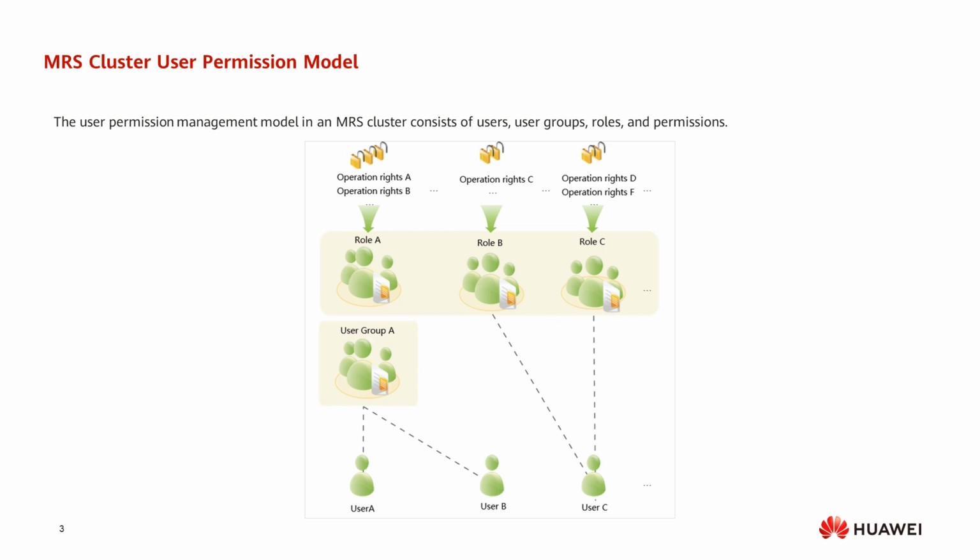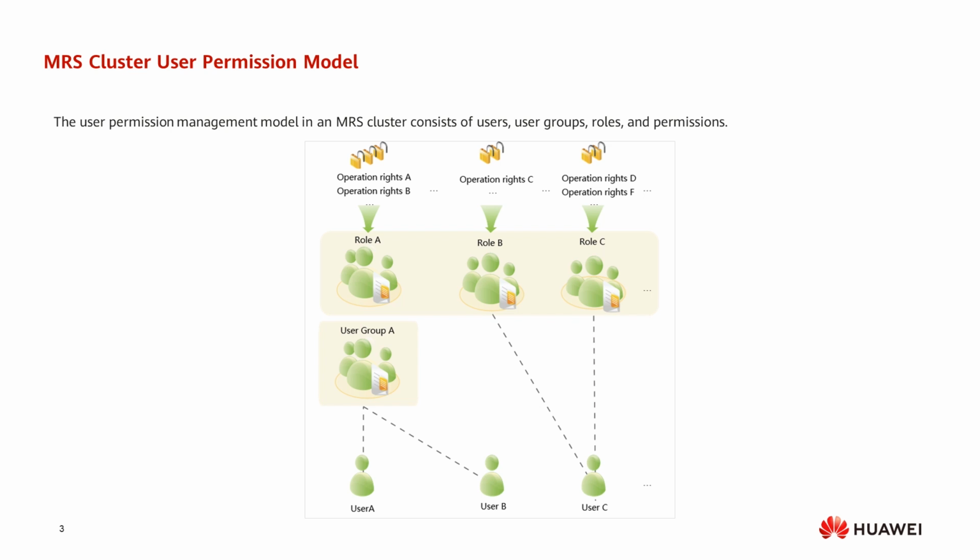The MRS cluster user permission model consists of users, user groups, roles, and permissions. Permissions are defined by the component side and are allowed to access a resource of the component. Different components have different permissions for their own resources. For example, the HDFS component has the read, write, and execute permissions on file resources in the file system. For the HBase component, users have the create, read, and write permissions on data table resources.